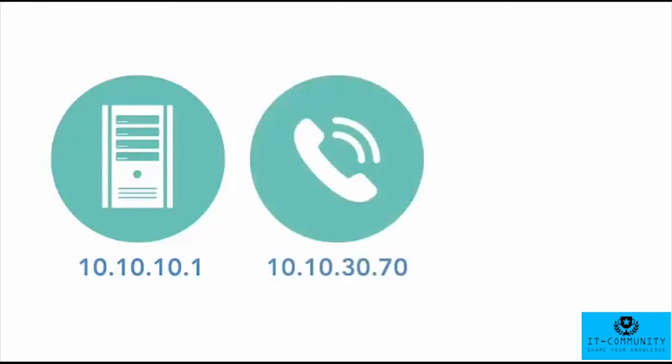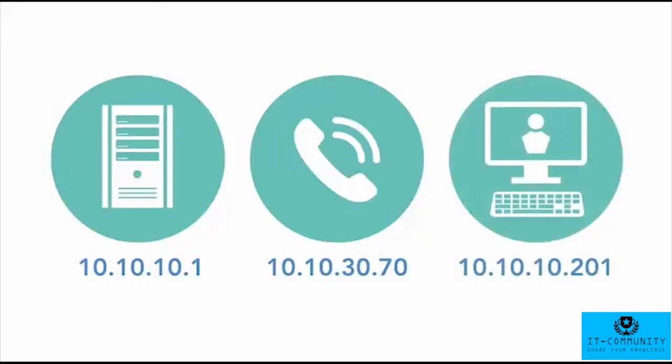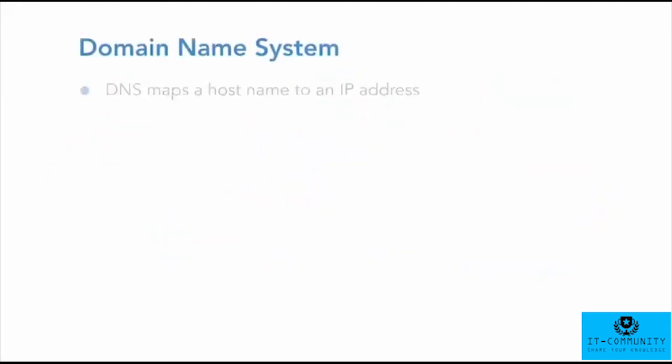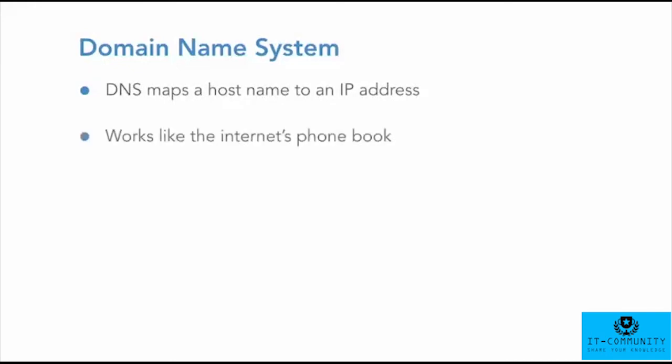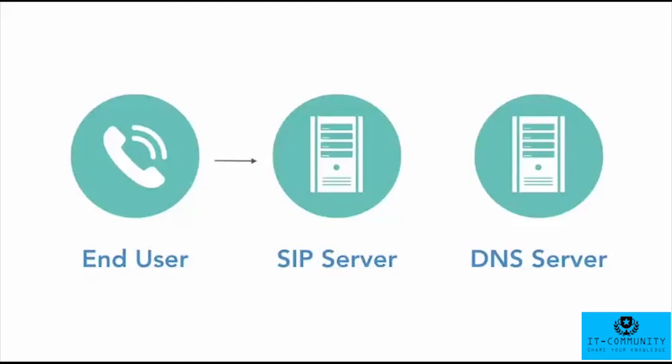Every device that's connected to the internet, such as a web or email server, a VoIP phone, or other end device, has an IP address. Domain Name System, or DNS, maps a host name to an IP address and works like the Internet's phone book. This enables devices to connect with one another. Whenever you place a call to a SIP address, the server will request the address from the DNS server. Once it's resolved, you can make the call.